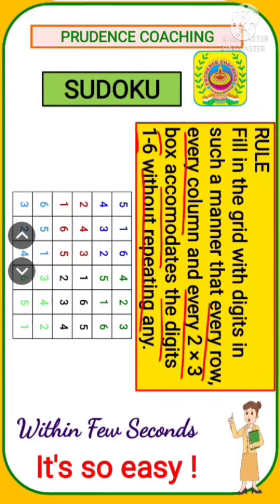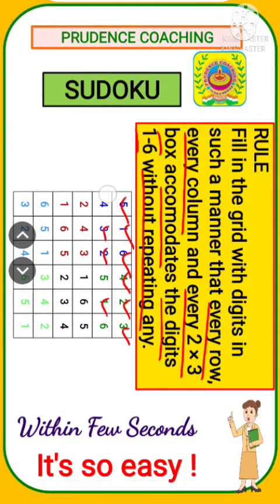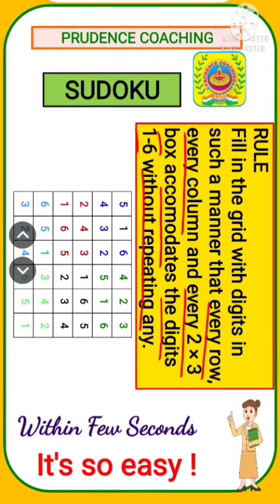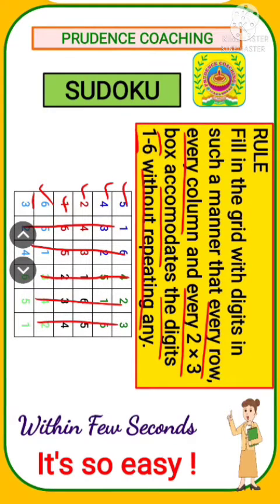That means in this particular row there is no repetition of the digits. Here we have 1, 2, then 3, then 4, then 5, then 6. Here also you can see 1, 2, 3, 4, 5, 6. So no repetition in the rows. Now you see the columns. Here you can see 1, 2, 3, 4, 5, 6. Similarly, in all these columns there is no repetition.